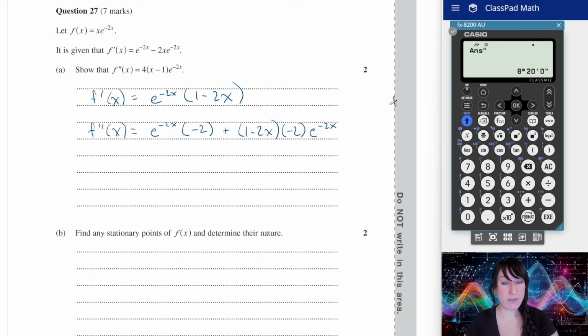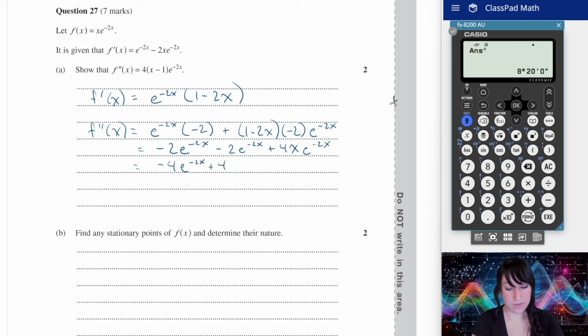Remember, if you need to look at the reference sheet, you can find how to do the derivative of an exponential. Now let's simplify a little bit. And lastly, we can factorize and just change the order of the addition. We've factorized the 4 onto the left of the bracket and the e to the minus 2x onto the right of the bracket. And we have the result.